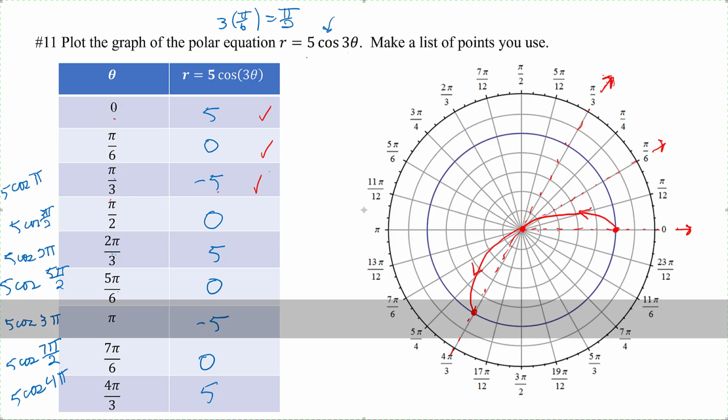And now we're at pi halves. So at pi halves, the positive direction is straight up. We come up a distance of 0 in the pi halves direction, and so we're going to go ahead and follow this through, and we're back at the pole again. Okay, and then at 2 pi thirds, the positive direction is up to the left a bit, and so along this ray, at 2 pi thirds, we're coming a distance of positive 5, which will take us to right here.